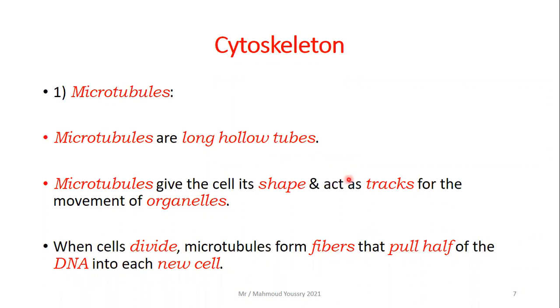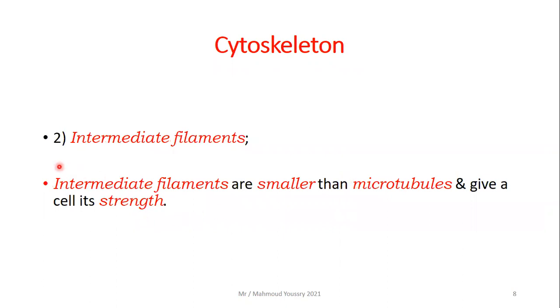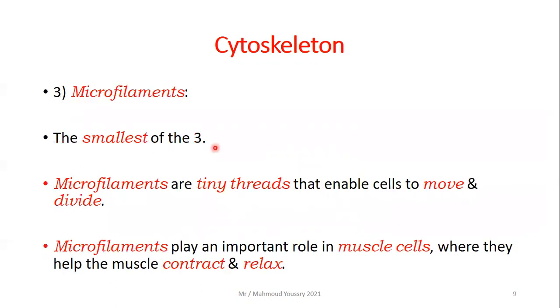Second, intermediate filaments. They are smaller than microtubules and they give the cell its strength. Then microfilaments, the smallest of the three. Microfilaments are tiny threads that enable cells to move and divide. The microfilaments play an important role in muscle cells because this is where they help the muscle to contract and relax.